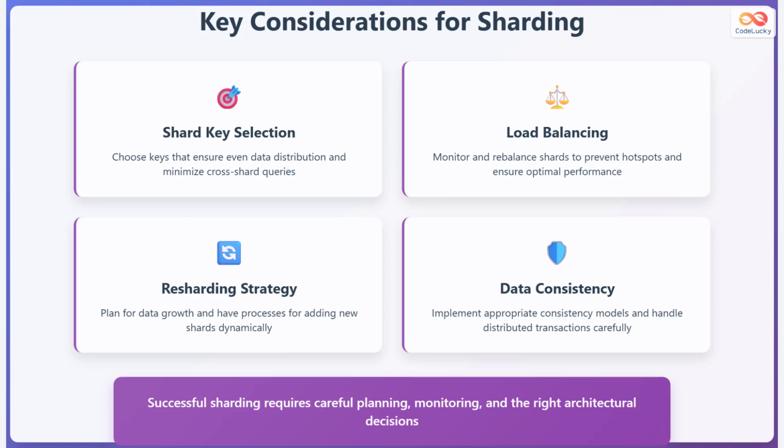When implementing sharding, there are key considerations to keep in mind. Shard key selection is crucial, so you need to choose keys that ensure even data distribution and minimize cross-shard queries. Load balancing is also important. Monitor and rebalance shards to prevent hotspots and ensure optimal performance. Plan for data growth and have processes for adding new shards dynamically. Implement appropriate consistency models and handle distributed transactions carefully. Successful sharding requires careful planning, monitoring, and the right architectural decisions.